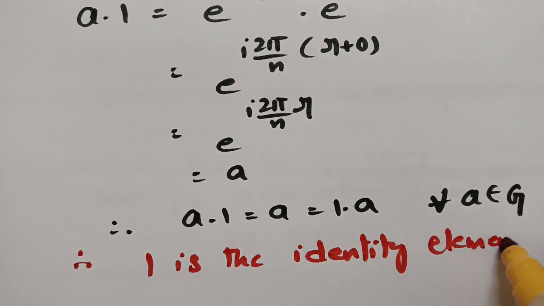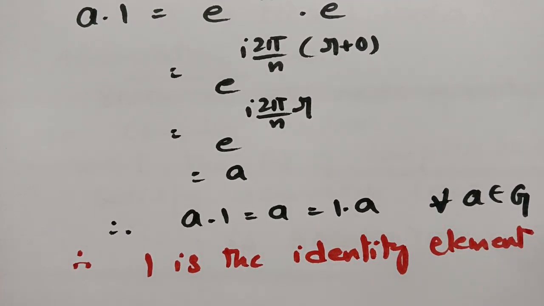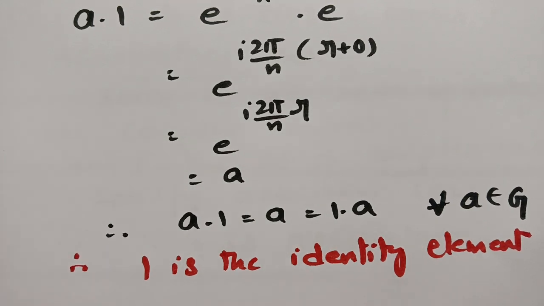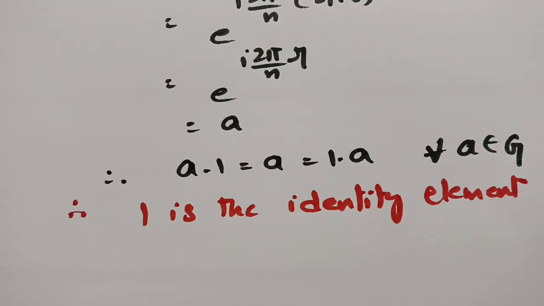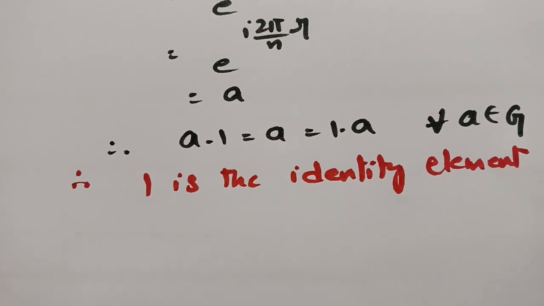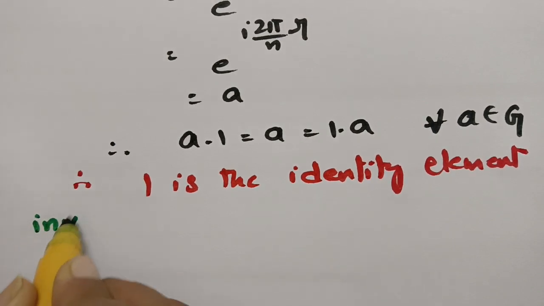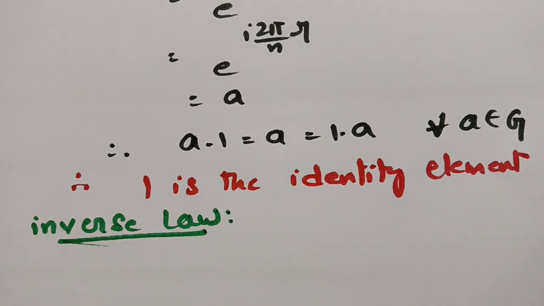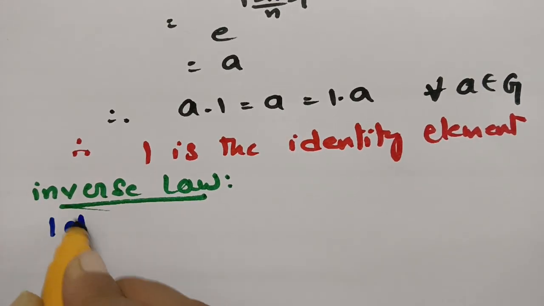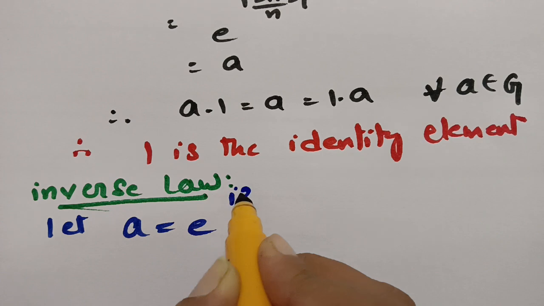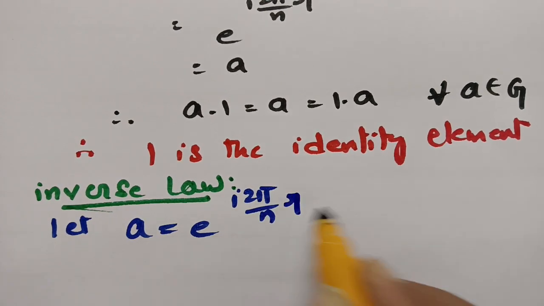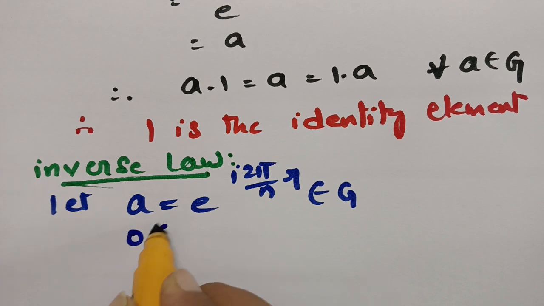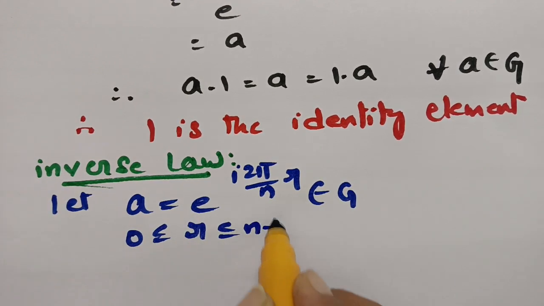So as you know, for the multiplication, 1 will be the identity element with respect to multiplication, and 0 will be the identity element with respect to the addition. And the next property is inverse. Inverse law. So in this case also, let A is equal to e power I 2 pi by n into R belongs to G, where 0 less than or equal to R less than or equal to n minus 1.